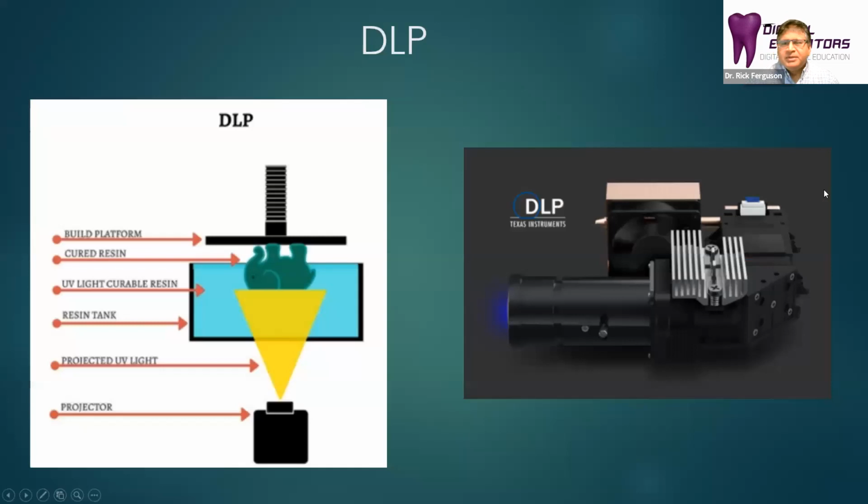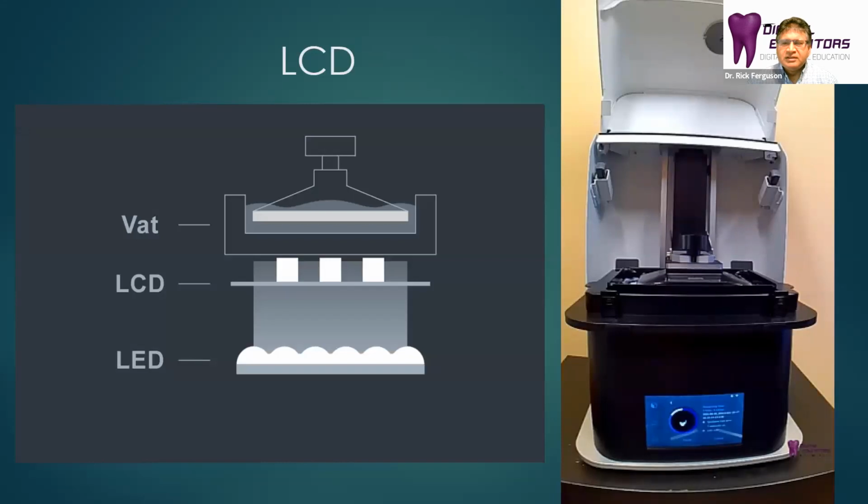And then we have DLP. DLP is faster because it's printing an entire layer at a time. It uses basically a projector similar to the ones that project images in a movie theater. But it's able to project an entire layer at a time. So you can cure an entire layer at a time. And it's much faster because of that. Also, the power output on it is fairly high compared to the next type of printer, which is the LCD.